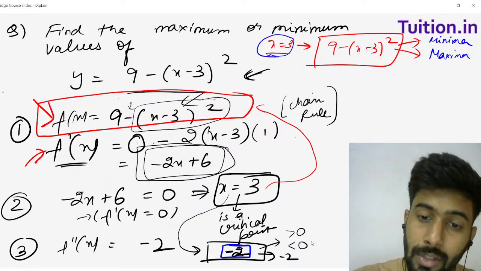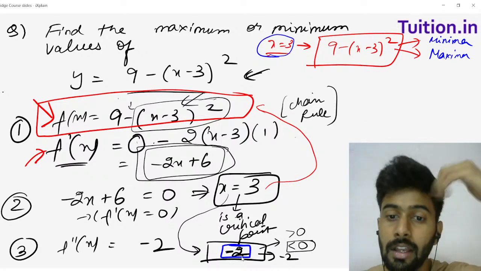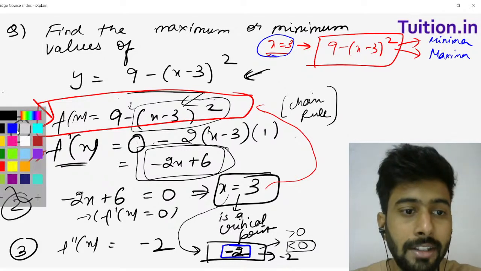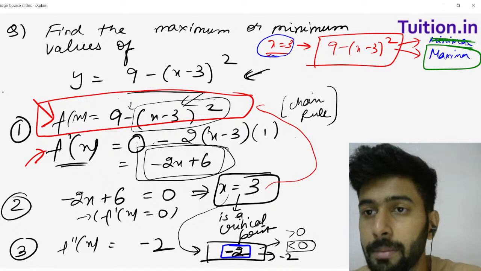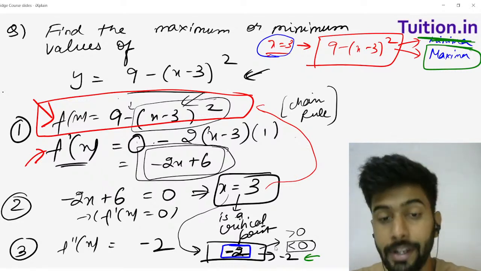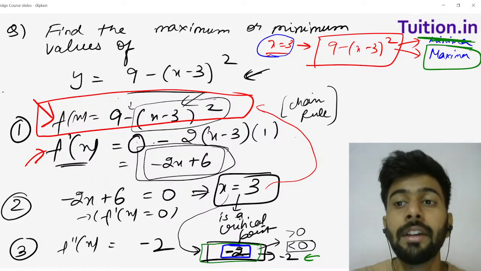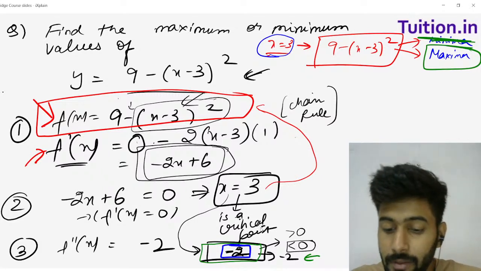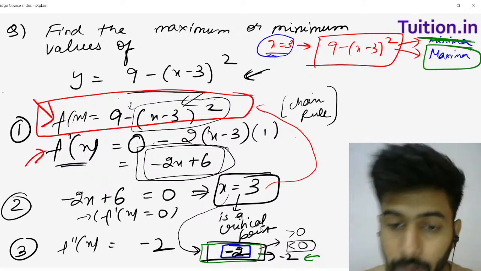So since minus 2 is less than 0, the output is less than 0, this x equal to 3 is going to give a maxima, not minima, because your output of the critical point from the double derivative function is a negative quantity. That's why it's going to give a maxima. And if you are not clear with this rule, just check the previous lecture. Everything will be clear.